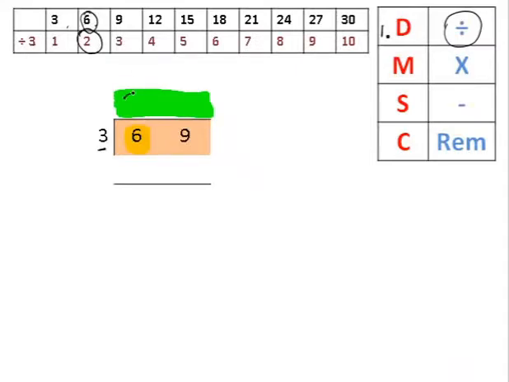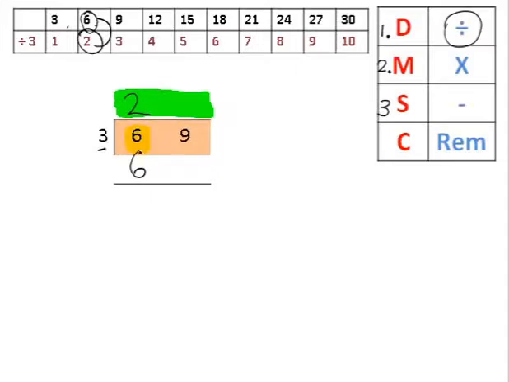Where do I write my answer? On the top of the sum. 6 divided by 3 is 2. Remember what I said: if you know your multiplication facts, you know your division. So the second step is to multiply, because that is the inverse of division. What do I multiply? 2 times 3 to give me 6. Where do I write my multiplication answers? Below the 6.